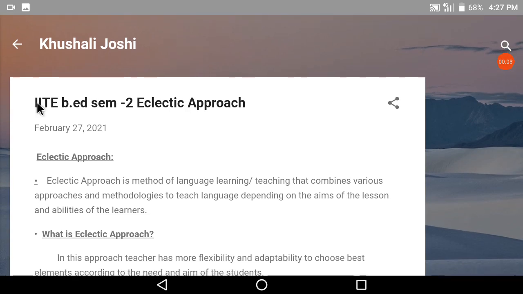And this is the last approach of the topic, Methods and Approaches. This is our unit, Methods and Approaches in ELT, and we are learning 2.2. I have already posted 3 videos of this topic, and this is the fourth and last approach. This is the eclectic approach. What is the eclectic approach? The eclectic approach is a method of language learning or teaching that combines various approaches and methodologies to teach language, depending on the aims of the lesson and the ability of the learners.